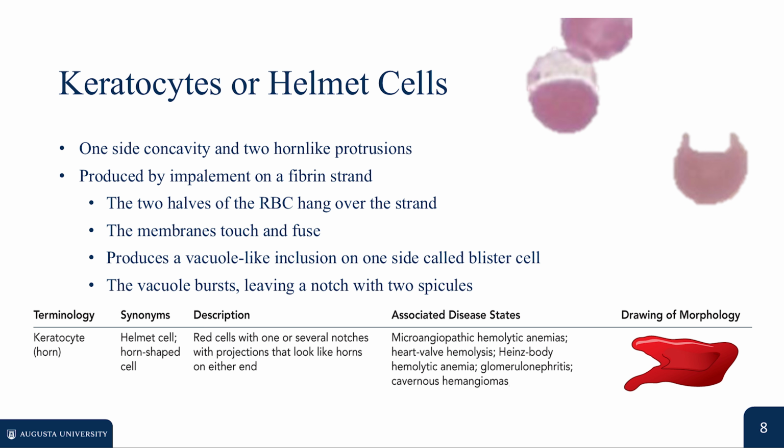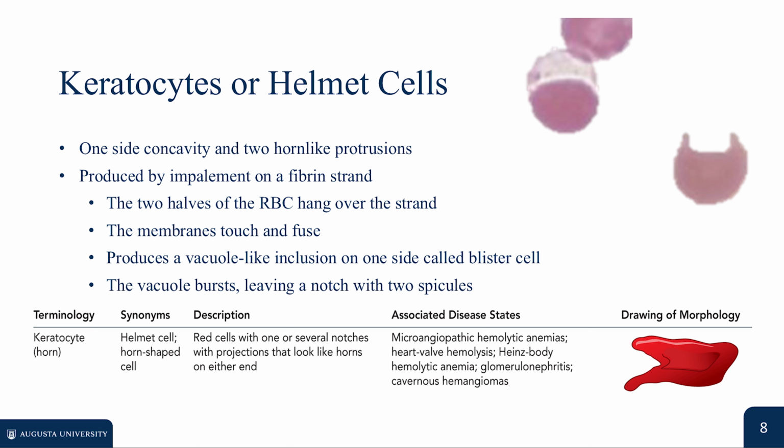Keratocytes, or helmet cells, display a notched concavity on one side flanked by two horn-like spicules at the margins. The primary pathophysiological mechanism begins when a circulating RBC encounters an intravascular fibrin strand. The red cell becomes impaled on the strand, folding over it on both sides. The opposing inner membranes on the hanging sides touch and fuse together, pushing hemoglobin to one side and creating a clear membrane-bound vacuole on the other, forming a blister cell.